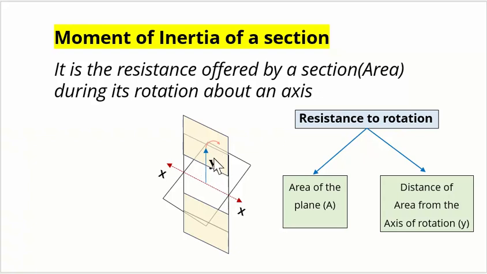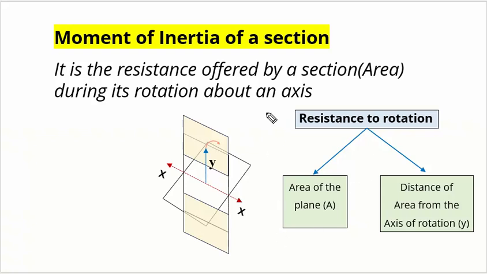Here the area has shifted from the axis of rotation. This distance is the distance from the CG, the centroid of this area, to the axis of rotation. As the area is moving away from the axis of rotation, the y is going to increase. Therefore y is going to affect the rotation of the section or the area. That is why the distance of area from the axis of rotation also causes resistance to the rotation. So these are two factors which cause resistance to the rotation of the plane about the given axis of rotation.